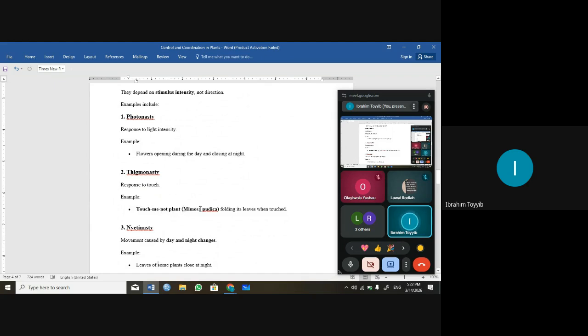The scientific name is Mimosa pudica. The Yoruba name for this one is patoma, iwe patoma. Whenever you touch it like this, it will close, it will fold. So the leaf will fold when touched. I hope you have come across that leaf before. So that type of response is what is called tigmonasty.